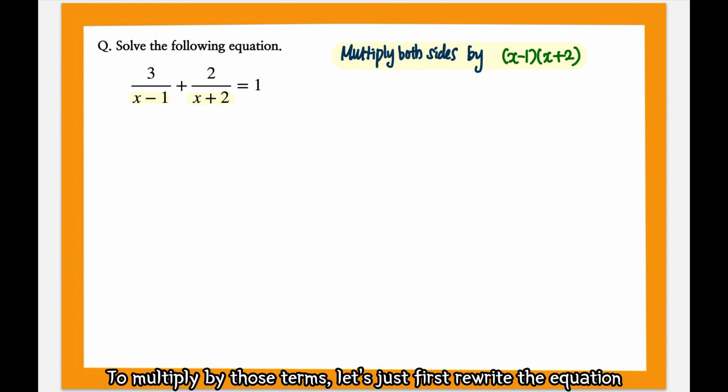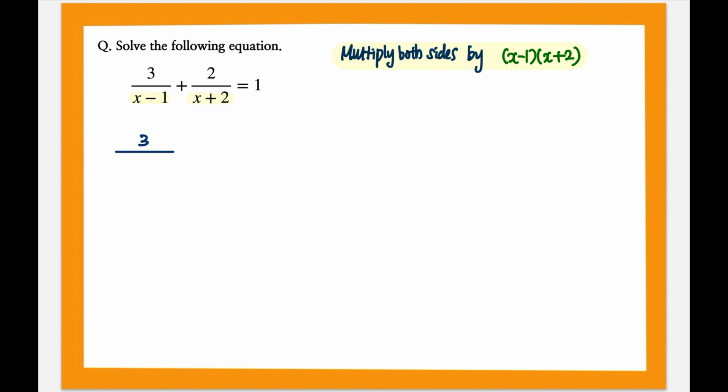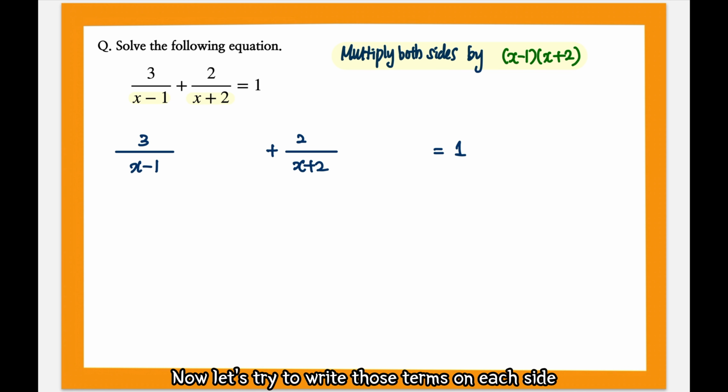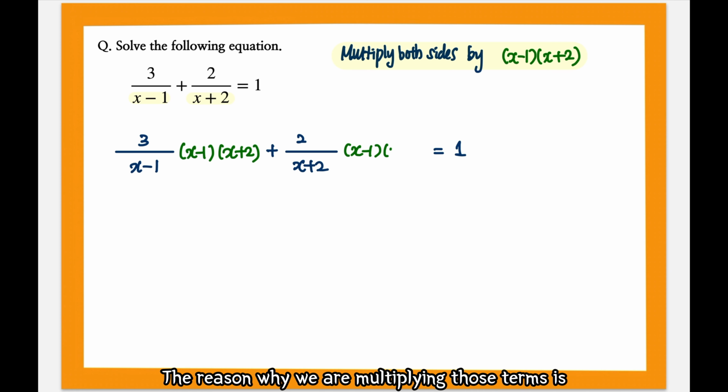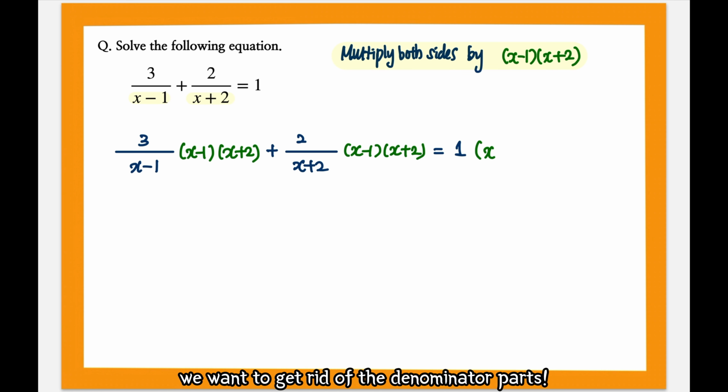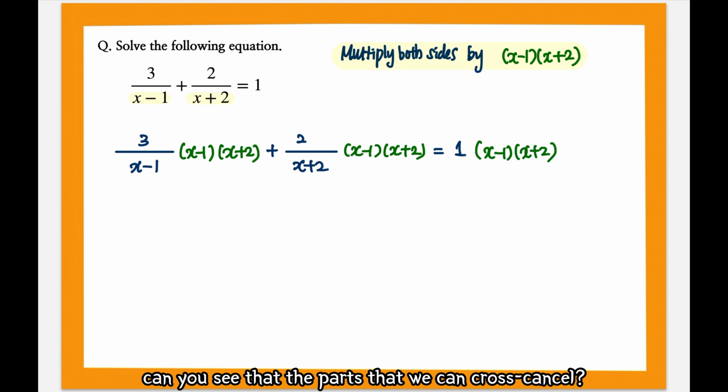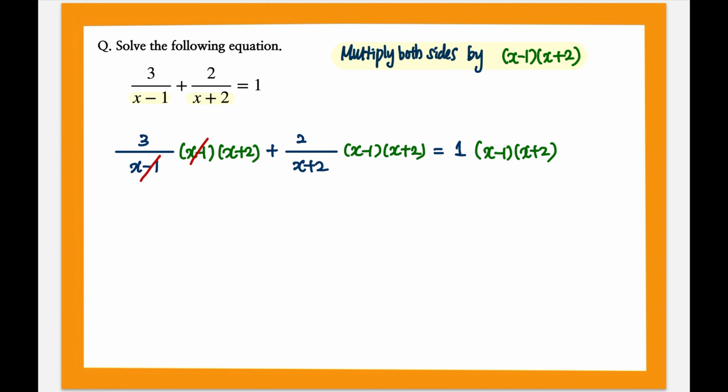To multiply by those terms, let's just first rewrite the equation. So 3 over (x - 1) plus 2 over (x + 2) is equal to 1. Now let's try to write those terms on each side. The reason why we're multiplying those terms is we want to get rid of the denominator parts. Okay, so can you see the parts that we can cross-cancel? So we could cross-cancel (x - 1) and (x + 2).